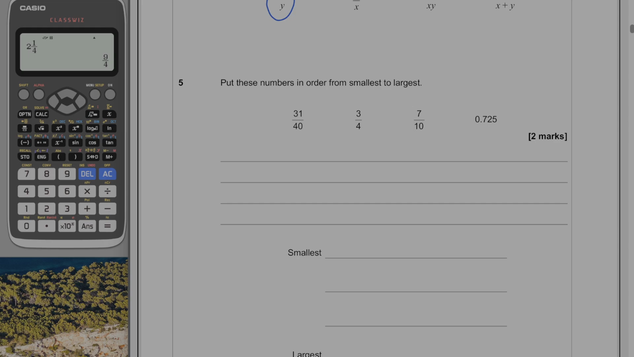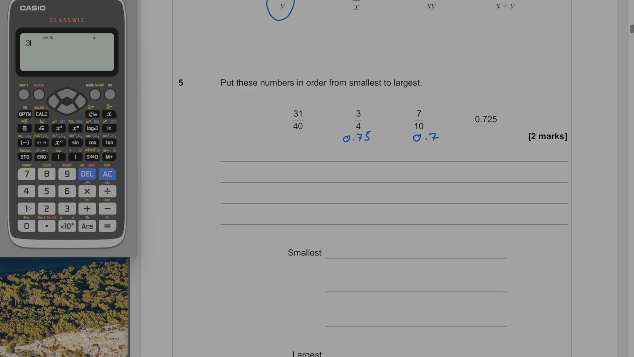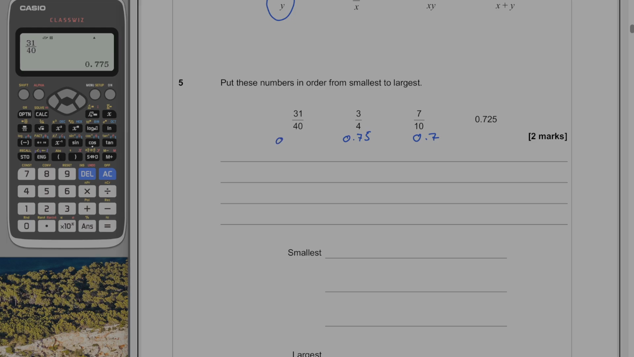Question 5, put these numbers in order from the smallest to the largest. So the easiest way to do this on a calculator paper is to convert them all to be in decimals. Obviously I won't need to convert that one, and I can do these two without a calculator, although if you want to use a calculator, that's absolutely fine. 31/40. And I want that as a decimal, 0.775.